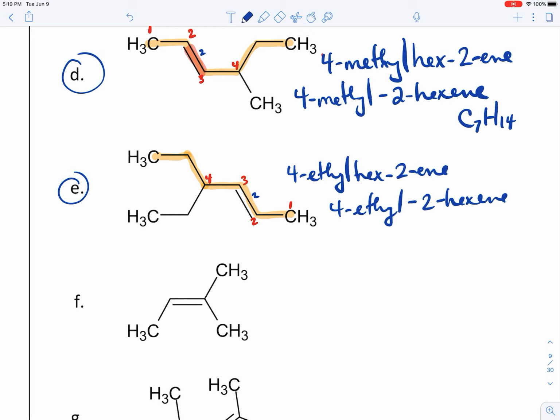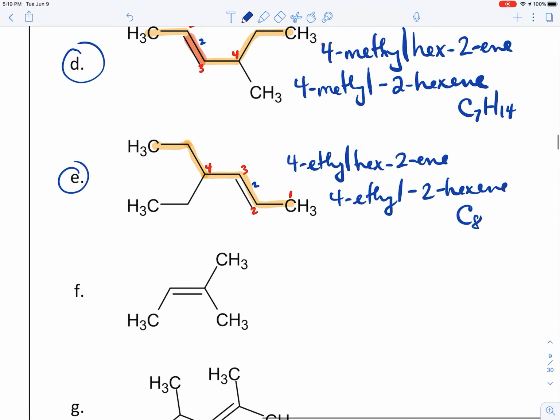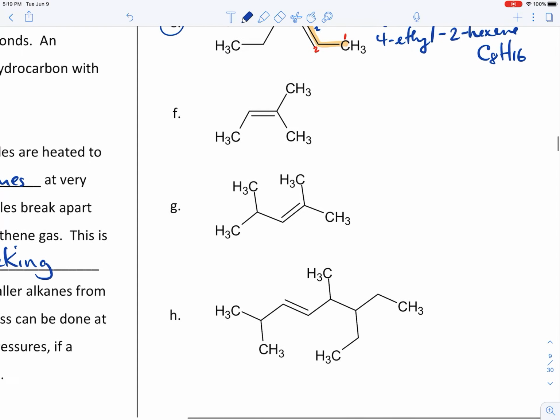The chemical formula for this, the hexene has 6 carbons, the ethyl has 2 carbons, so this is C8H16. This is not a structural isomer of the last molecule because it has a different chemical formula. All right, I'll let you finish off that question.